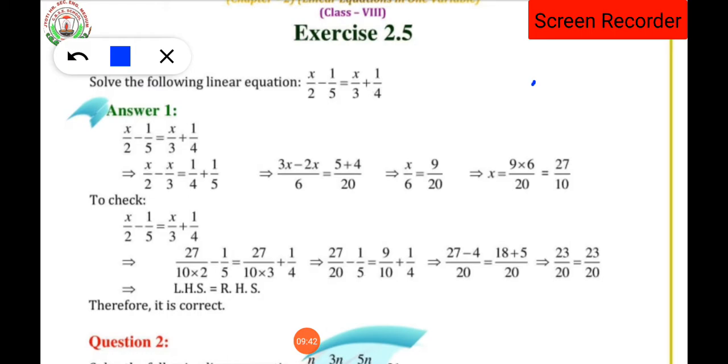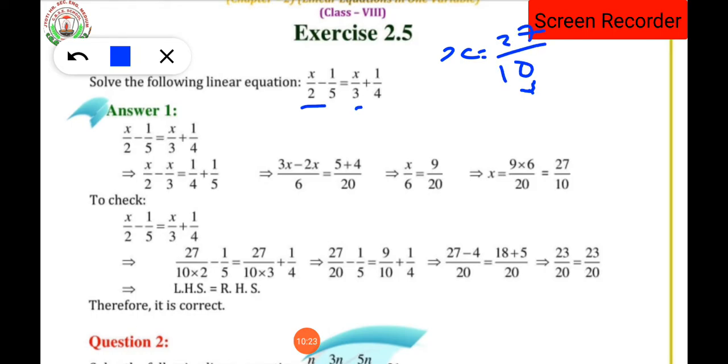Now after getting the answer 27 upon 10, we have to check. So here in the question, student, it says solve the following linear equation. It is not compulsory to check since in the question it is not asked. It is not asked in the question to check, but then also we will try to check the answer. So while checking the answer, what we have to do, as we did in exercise 2.3, in the same way we are going to see here also, that is we are substituting the value of x in the question. Here we have the value of x as 27 upon 10.